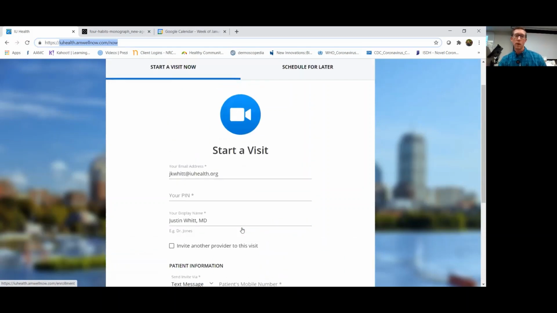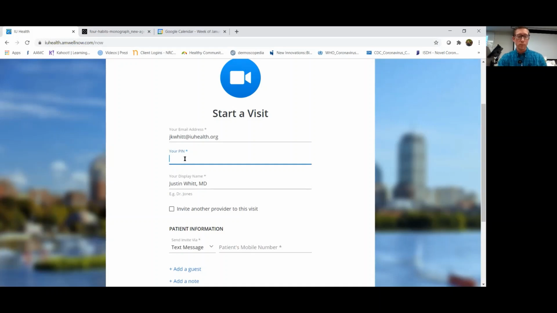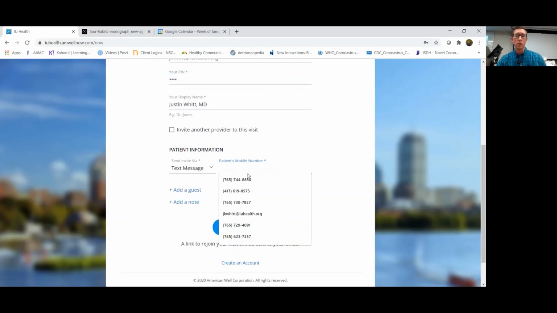That's fine. All I need to start a visit now is to know the patient's either mobile phone number or email address. I kind of need to know how they're going to connect. So ideally, when our schedulers make the visit, if it's pre-planned, they're going to know the patient wants to connect by email on their computer or through a text message, and that will put it into their phone. Most of the ones I've done, actually all of the visits I've done in Amwell Now, I have just put in the patient's mobile number and we've done it on their phone. When I do that, I'm going to show you what I do here. I'm going to put in my PIN. And I'm going to put in a patient's mobile number.